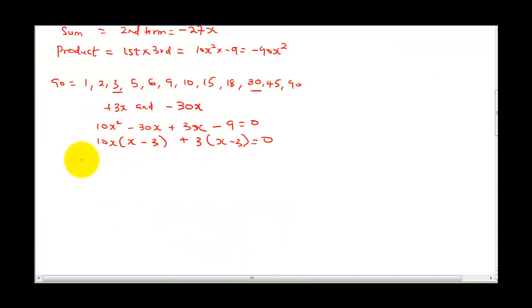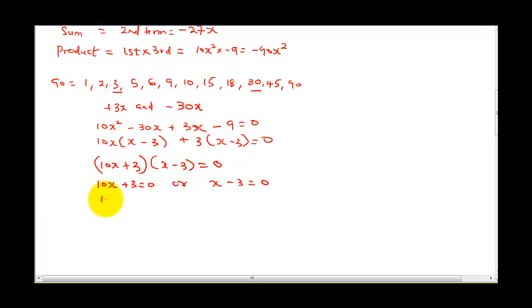Okay, from here, you can now have 10x plus 3. Notice x minus 3 appeared twice, so we're going to be taking 1. So this is equal to 0. Now, this is going to be 10x plus 3 equal to 0, or x minus 3 equal to 0.